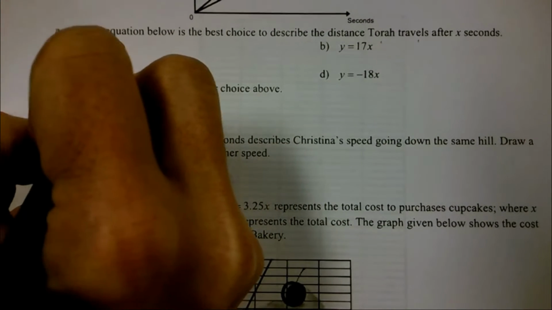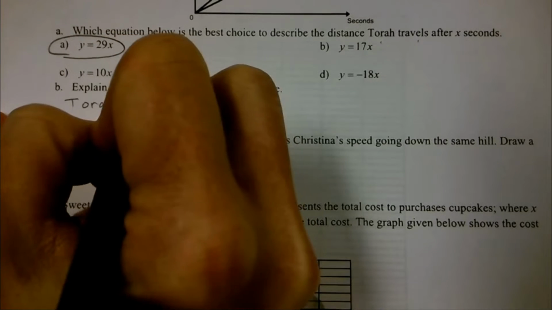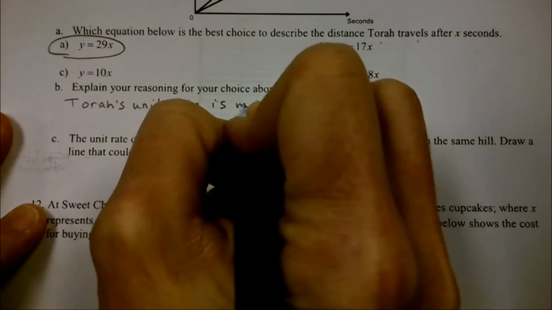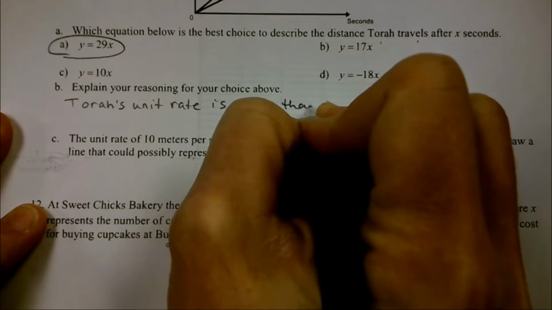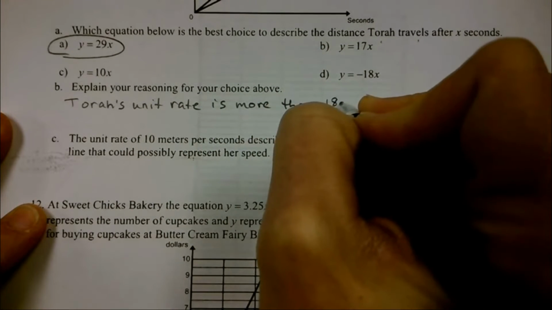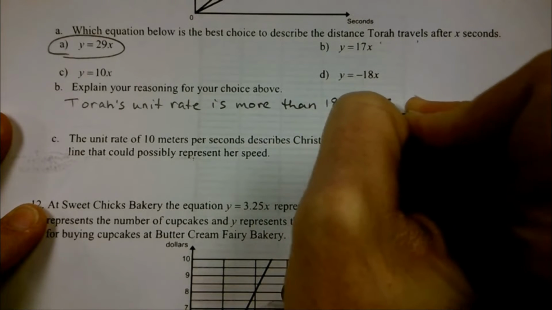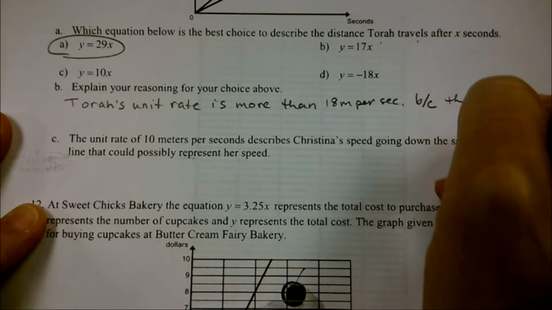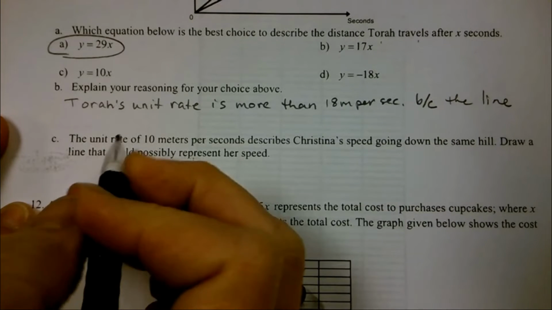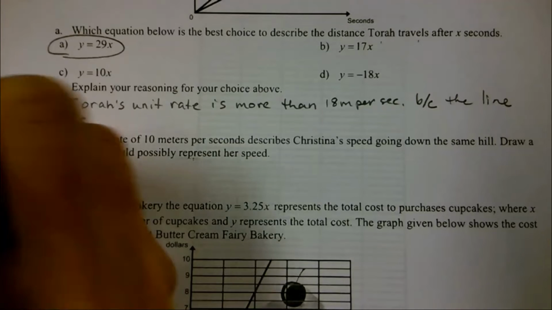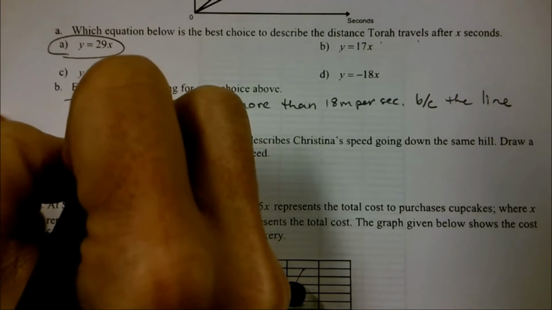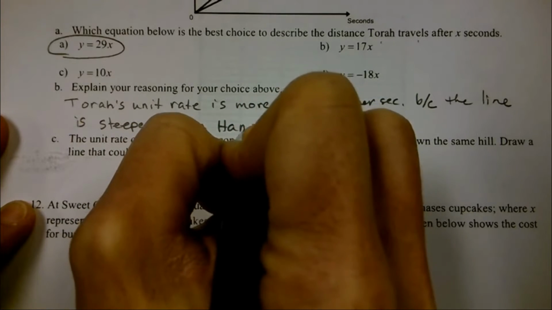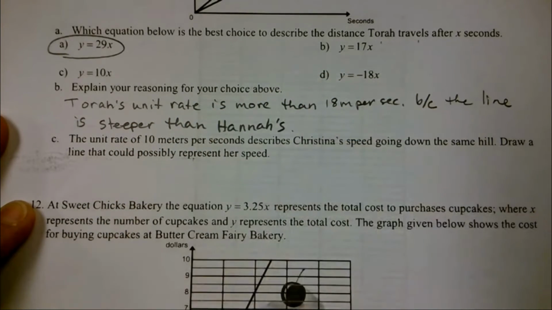So in letter B, they'd want you to explain your choice. So you would say, Torah's unit rate is more than 18 meters per second because the line on the graph is steeper than Hannah's. Okay?